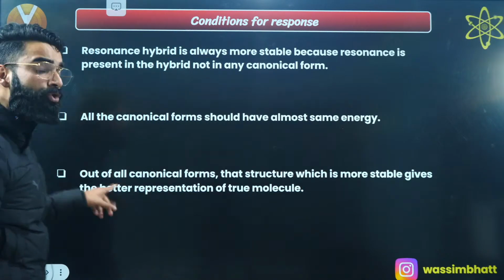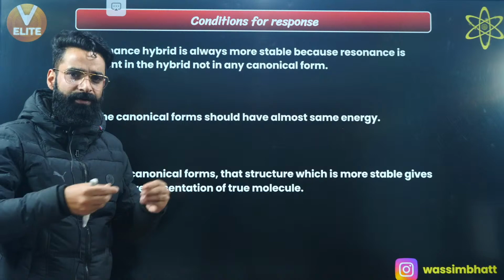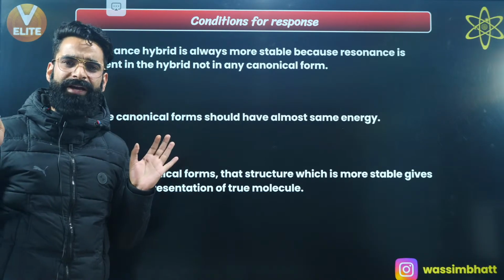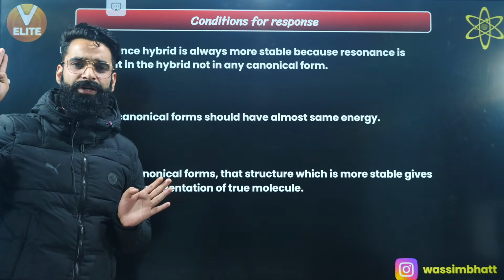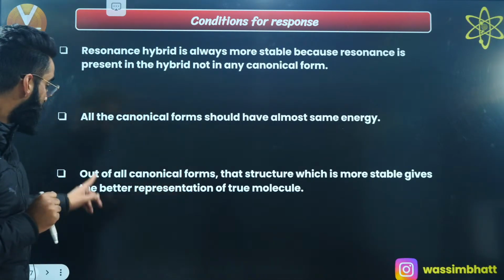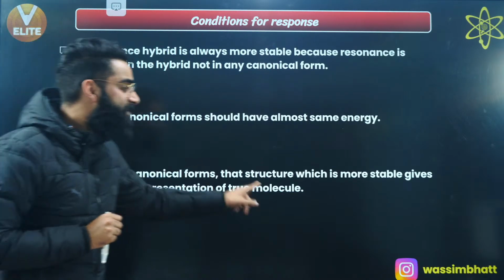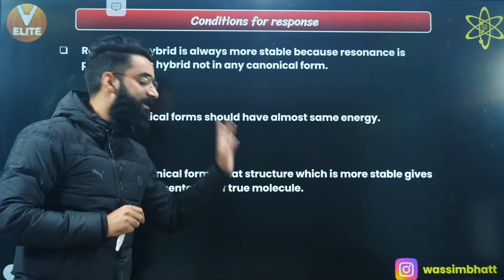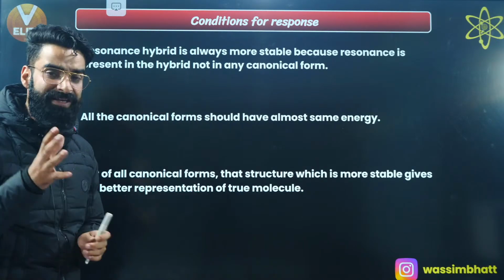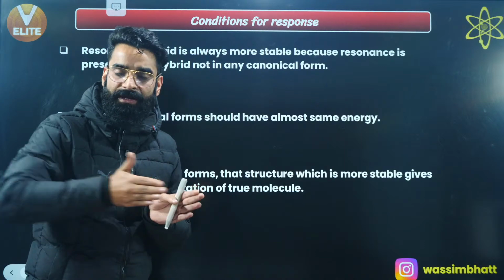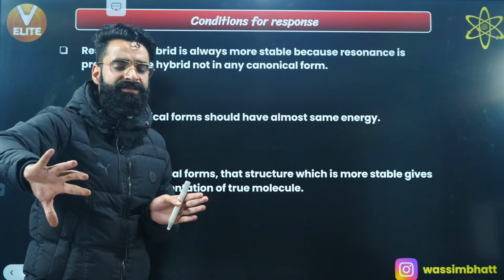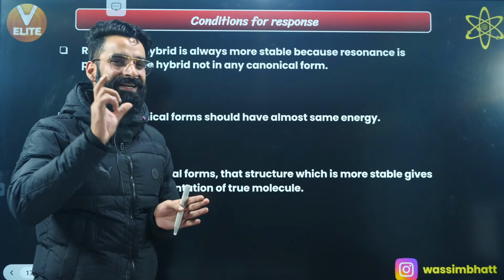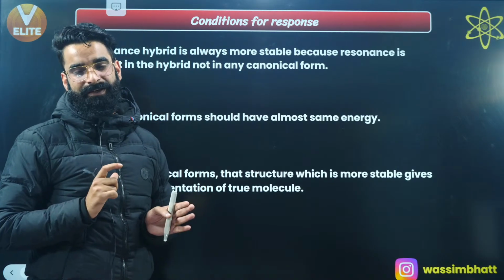Next condition. After a few minutes, you will see we will be drawing a lot of canonical forms of a molecule, right? And out of all the canonical forms of the molecule, that structure which is more stable gives the better representation of the true molecule. So basically, we will be drawing a lot of different canonical structures of a molecule, and among those, that structure which is going to be maximum stable gives the better representation of a molecule, right?